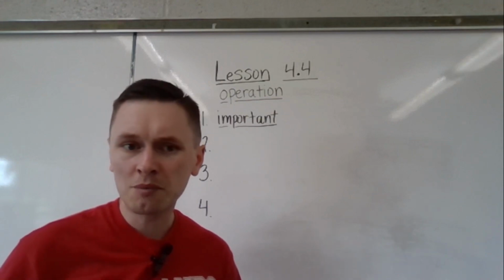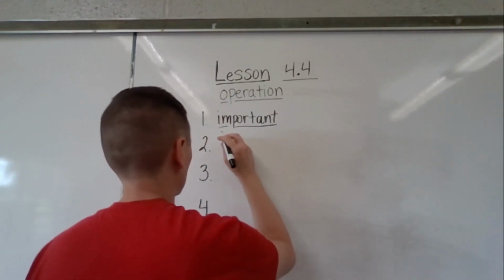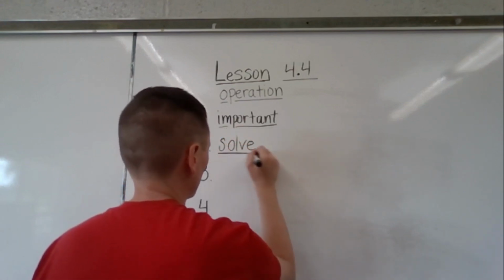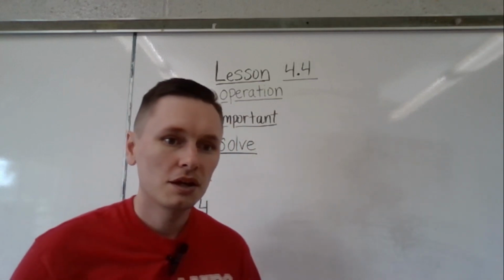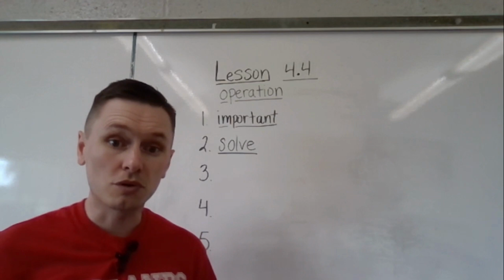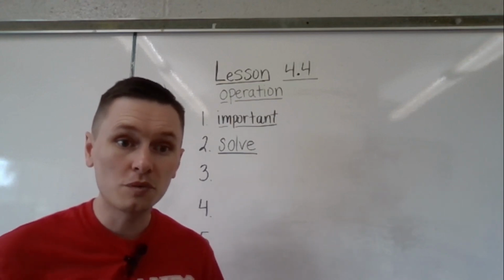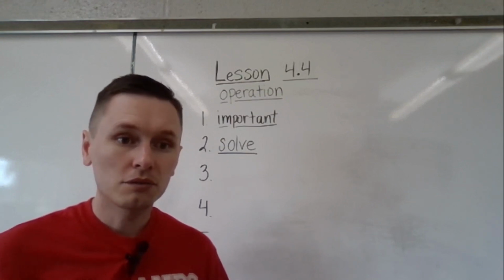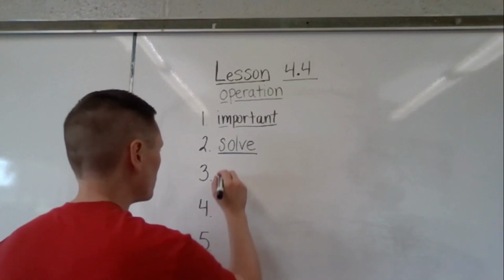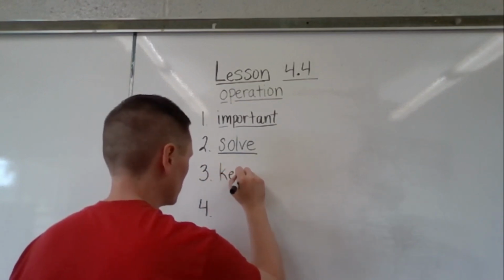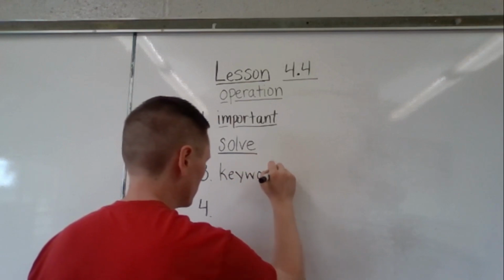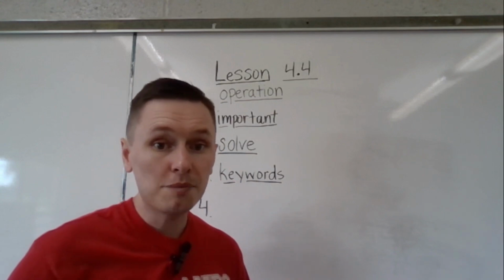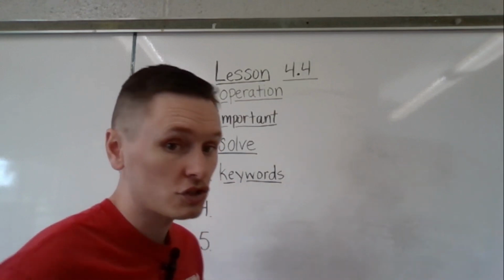Next, we need to find what the problem wants you to solve for. Such as in the last lesson, we had to find how many sushi rolls Bob could make. So that's what we knew we had to solve for. Then you need to locate the keywords in the problem. And that's going to help you determine what operation or operations you will need to solve.